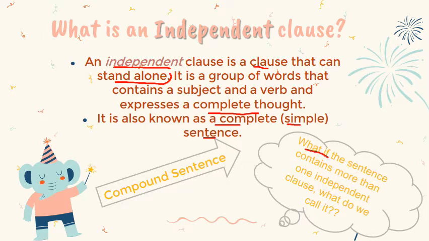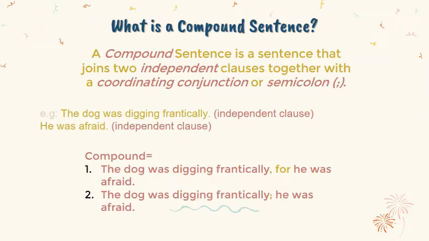Now, what if the sentence contains more than one independent clause? What do we call it? We call it a compound sentence. If it has more than one independent clause. If I have two independent clauses, it means if I have two ideas in the sentence, it's called a compound sentence. Let's see what a compound sentence is. A compound sentence is a sentence that joins two independent clauses, meaning two ideas together, with a coordinating conjunction or a semicolon.